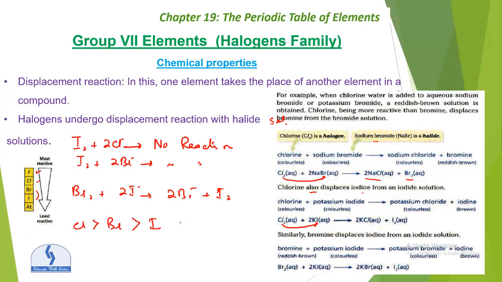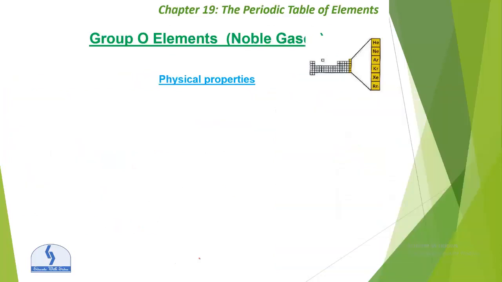So what happens when we are going down a group? What will happen to the reactivity? Reactivity decreases, right? And that's because the size of the atom increases, and melting point and boiling point also increase and the color becomes darker. So these are the properties. And halogens are powerful oxidizing agents as well.